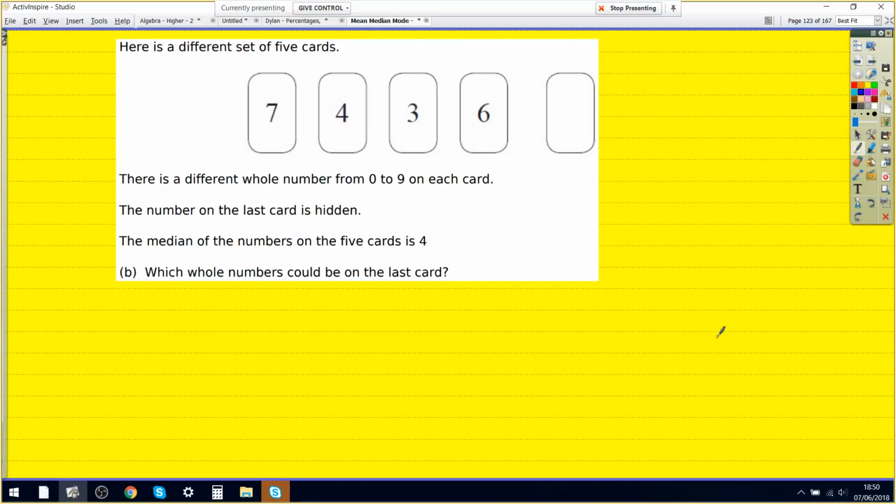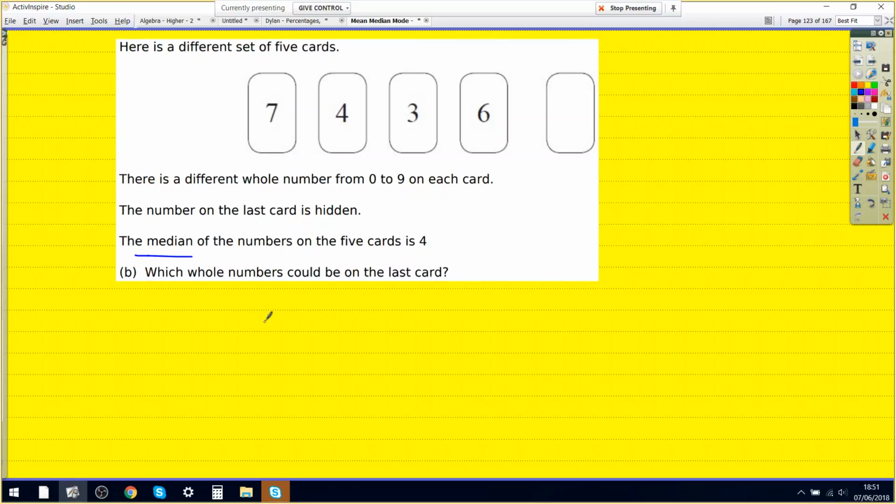All different numbers and saves on each card. The last card is hidden. So that'd be 4 times 5. You're thinking of median. This is median. I don't know. How would you do that one? So basically, the middle number would have to be 4.